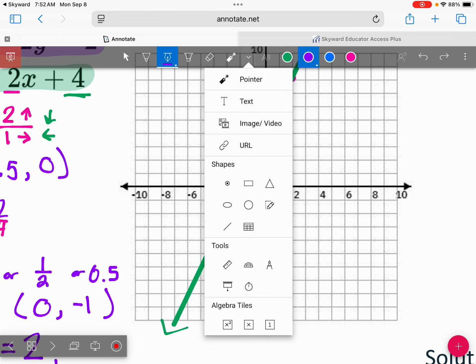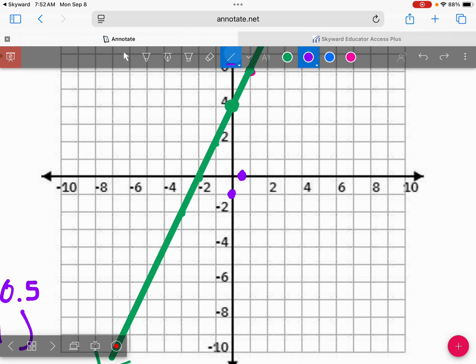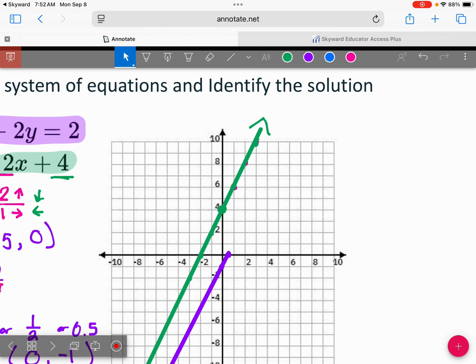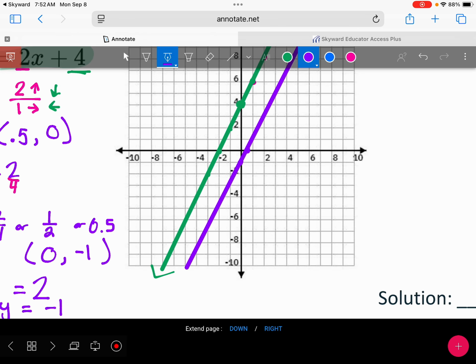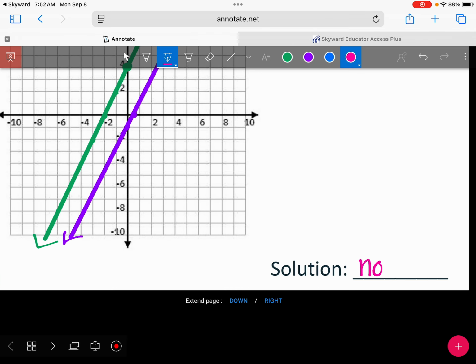And if we are super careful when we put these together, even though we only have 2 points here, we do need to make sure we get this line across the whole graph. So just be really careful, because where do they cross? They don't. So what's our solution? There is no solution. These do not cross.